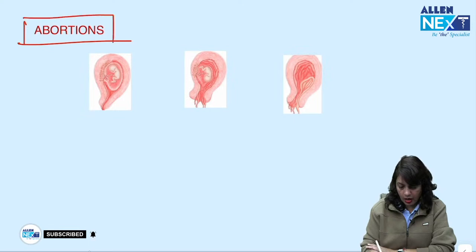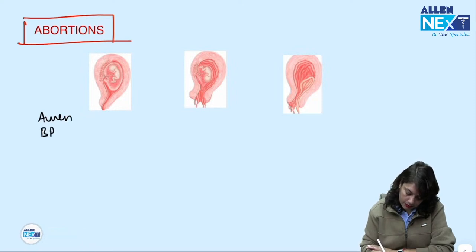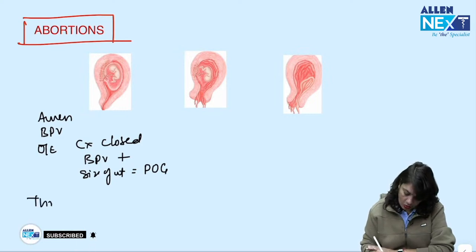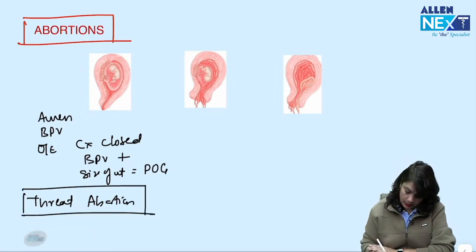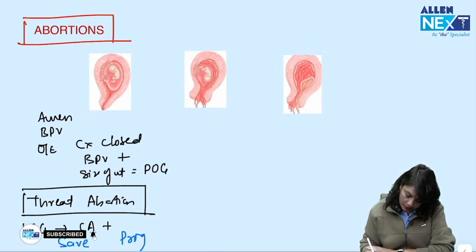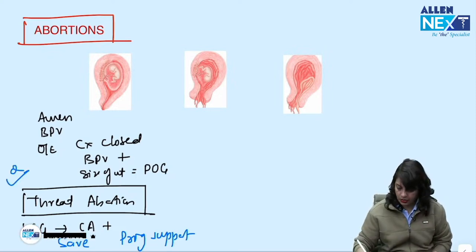Next, abortions. Now, in abortions, if there is history of amenorrhea, bleeding per vaginum, on examination cervix is closed, bleeding is present, size of the uterus is equal to period of gestation, then that is called threatened abortion. You can get an ultrasound done to check for the cardiac activity. If cardiac activity is present, you can save the pregnancy by giving progesterone support. Okay, this is a very commonly asked question.